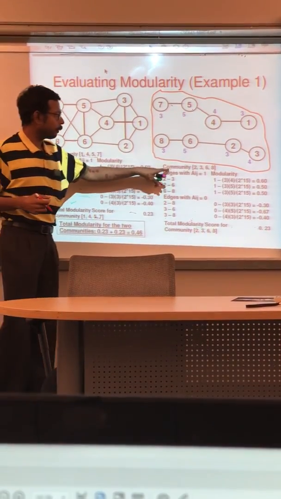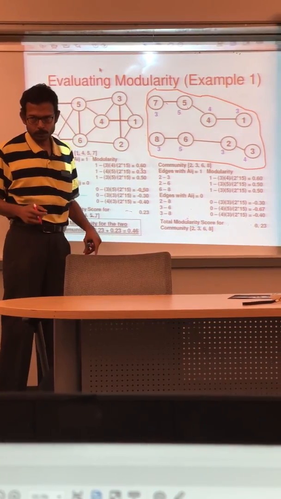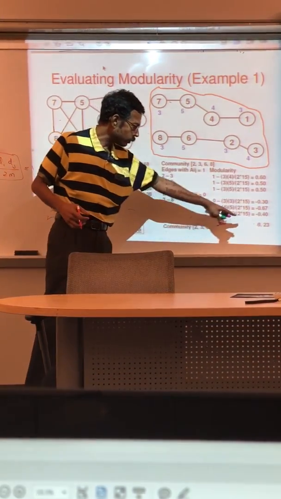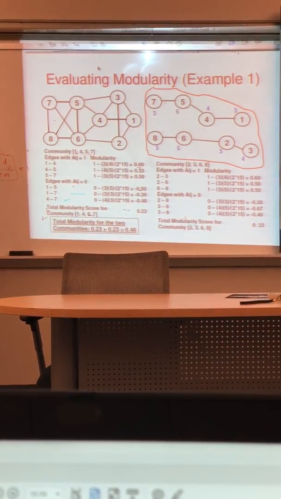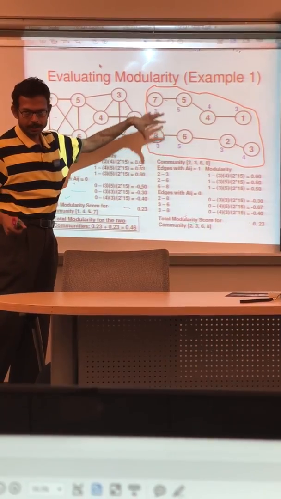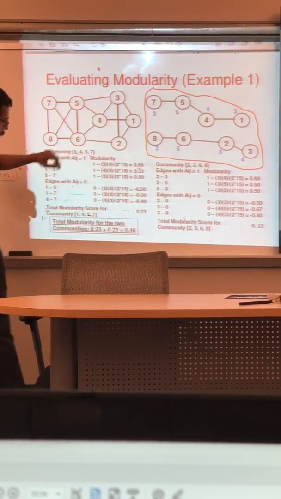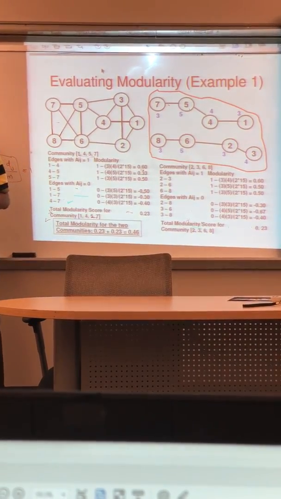Similarly, we can do it for 2, 3, 6, 8 by getting the pairwise modularity scores. The sum of them is again 0.23. It just happens to come out like that. It may not be the same. The total modularity score for the partitioning is the sum of the 2 community scores. So 0.23 plus 0.23 is 0.46.